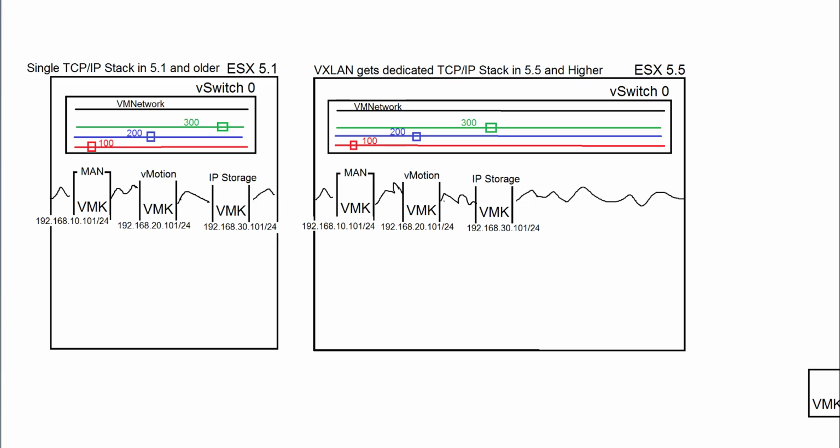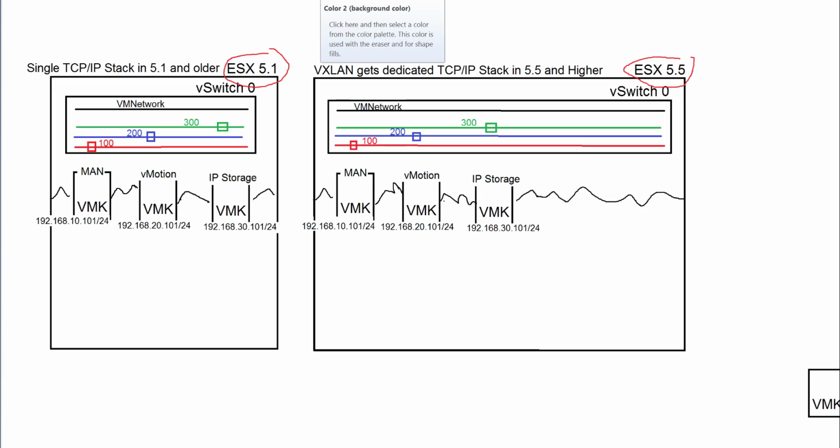So in this graphic, you can see that we have two ESXi hosts. On the left-hand side, we have a host here that is ESXi 5.1. On the right-hand side, we have an ESXi host that is 5.5. And what we want to do is compare the differences between how our VM kernel NICs work in 5.1 versus 5.5. It's actually pretty straightforward.